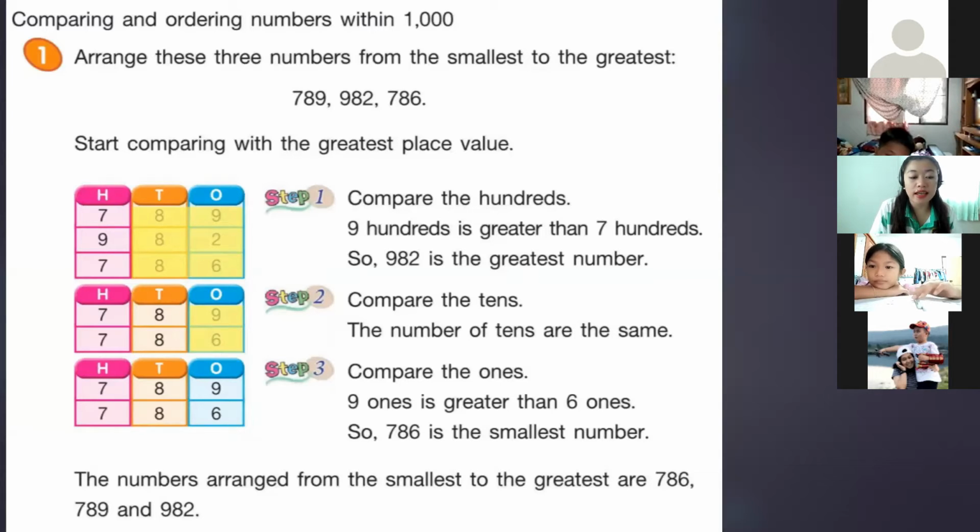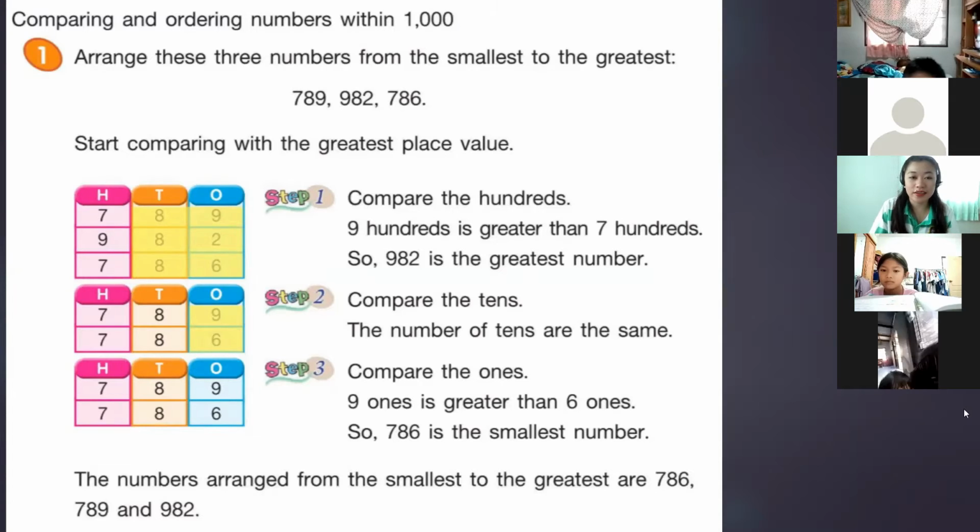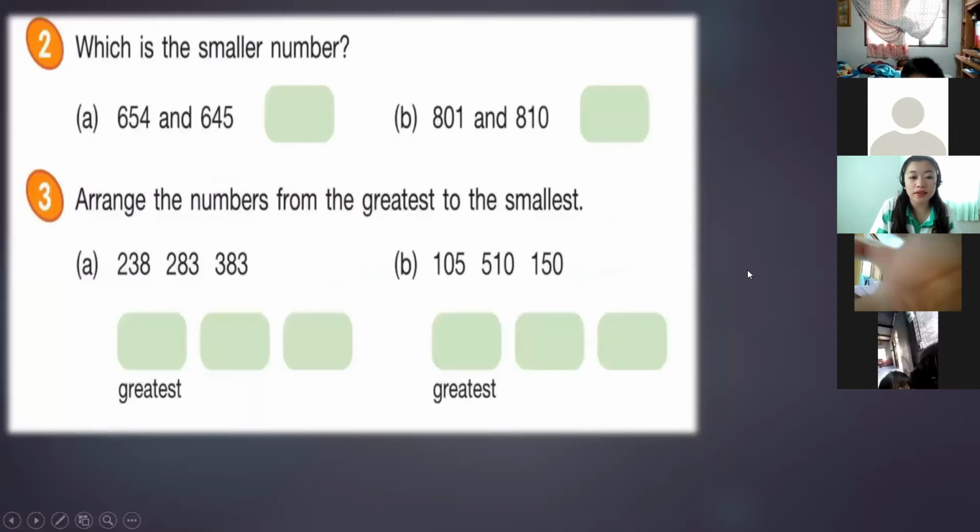786 is the second smallest number, 789 is the next, and the greatest number is 982. Okay, so do you understand? Okay, let's proceed to the next.